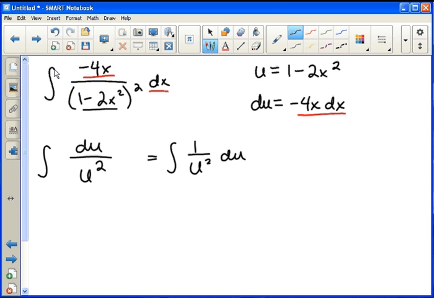We do need to rewrite this, though, before we take the antiderivative. Bring that u squared up top as u to the negative 2. Then we're going to add 1 to the exponent and divide by that number. And don't forget plus c.